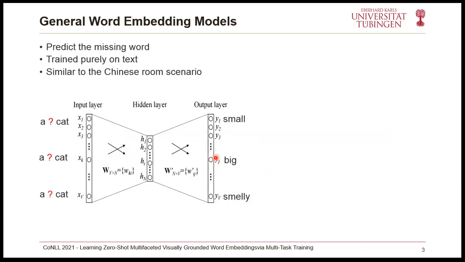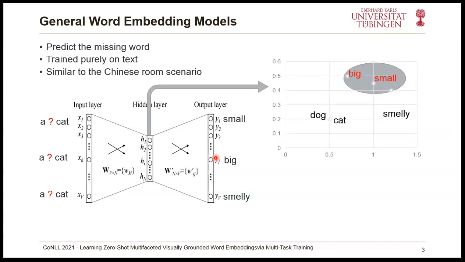And here in this paper, we focus on visually grounding the word embedding model. The way we train this word embedding model is very similar to the Chinese room problem, where we set up a network and train it on some language model task. Here, the network tries to fill in the blank and find some adjective for the word cat. And because both big and small satisfy the criteria, after the training, they end up in the same vicinity of space, even though they mean different things.